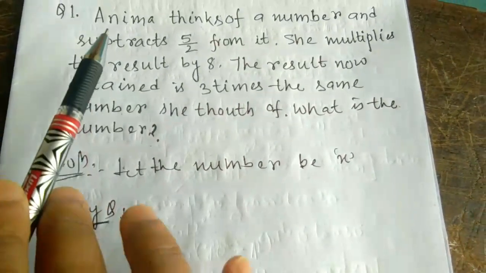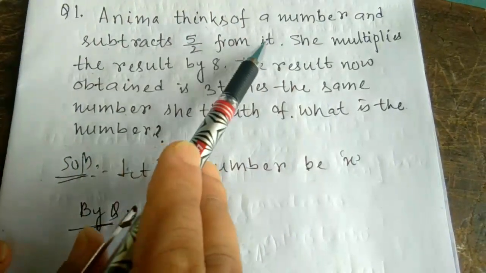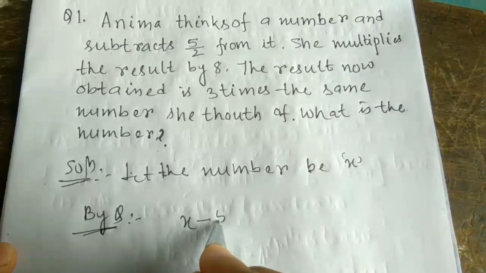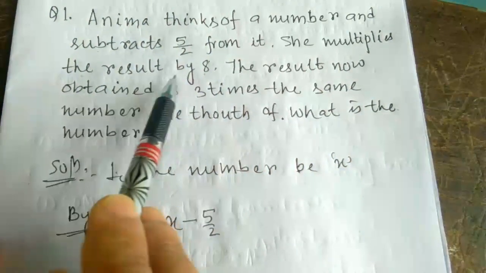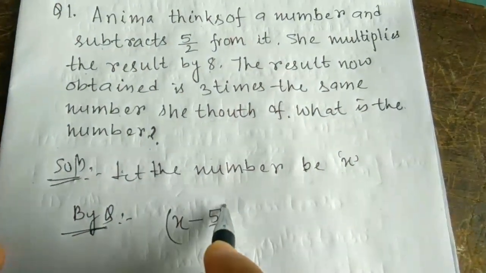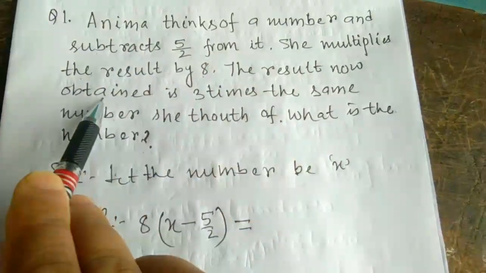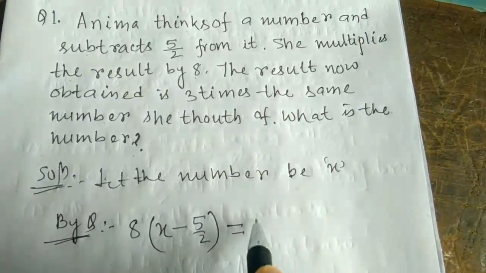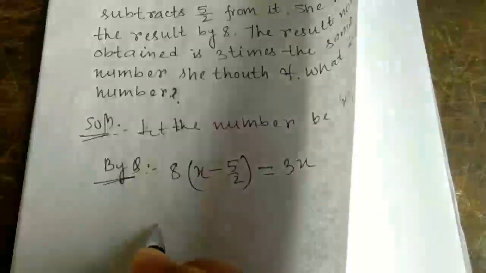Okay, try to understand very carefully. Anima thinks of a number and subtracts 5 by 2 from it, given. So this is the number, from it she subtracted 5 by 2. After that, again given, she multiplies the result by 8. This is the result, she multiplies it by 8. And the result now obtained is 3 times the same number she thought. She thought the number x, so 3 times, that means 3x. Okay, now multiply it and solve it.